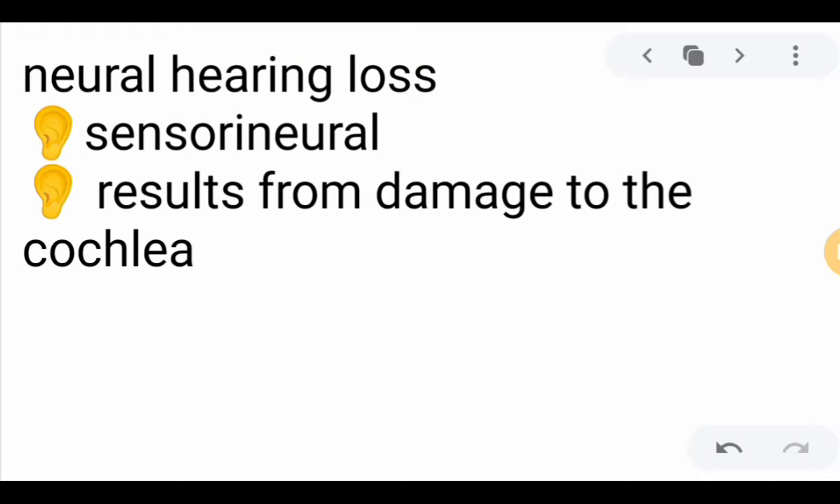Another type of hearing loss is neural hearing loss. From the term neural, this is all about the senses and the neurons. So, we have here the sensory neural. Neural hearing loss results from damage to the cochlea or the neurons, because the cochlea has 30,000 neurons, right? So if there is damage to the neurons, there will be damage in terms of sensitivity. So this type of hearing loss is very difficult to correct.